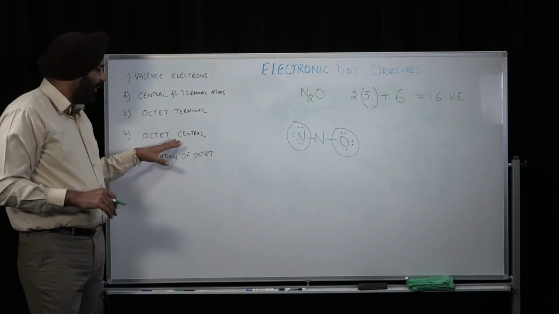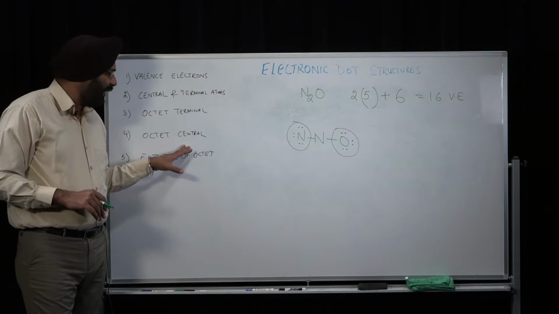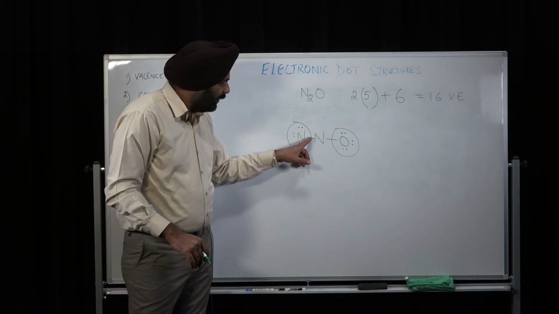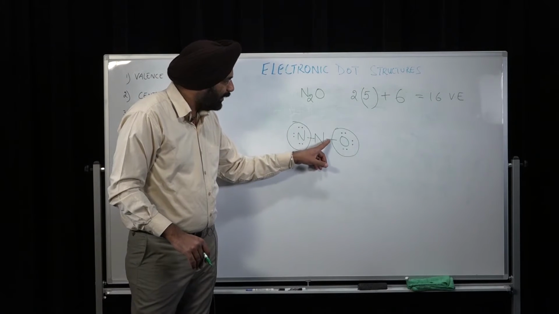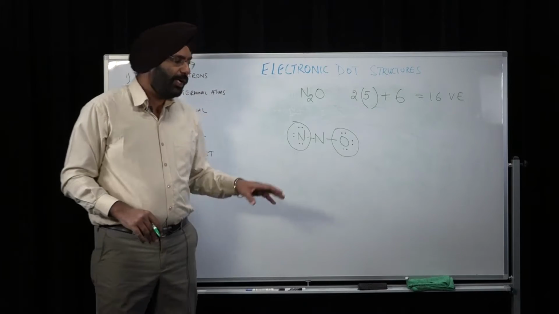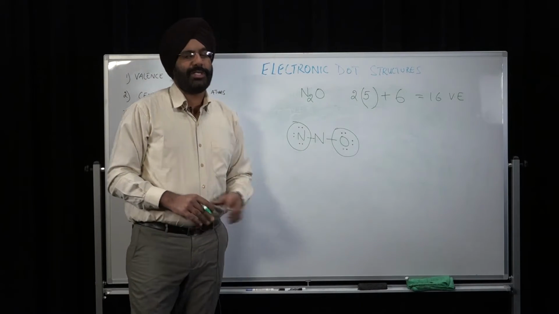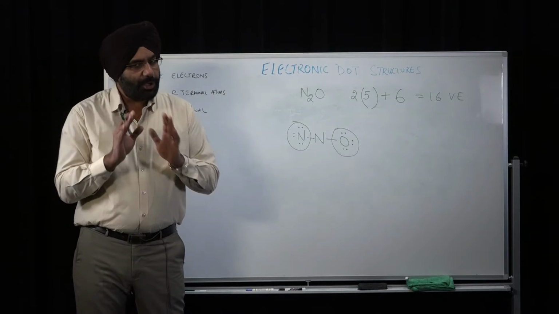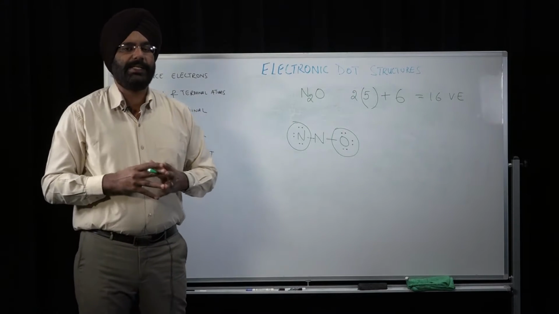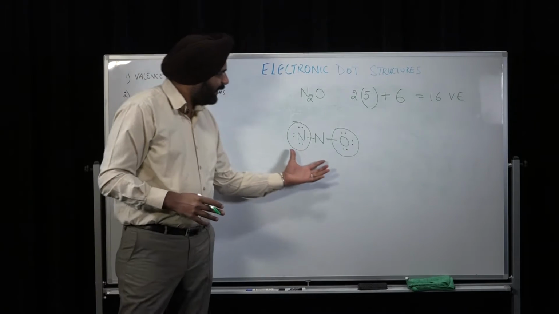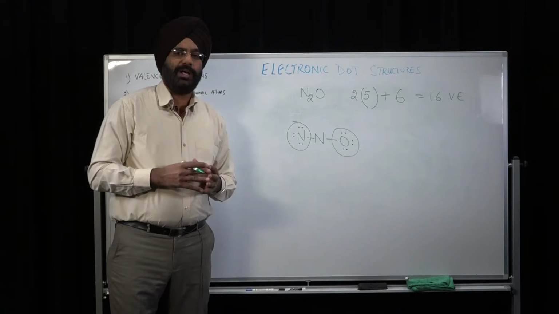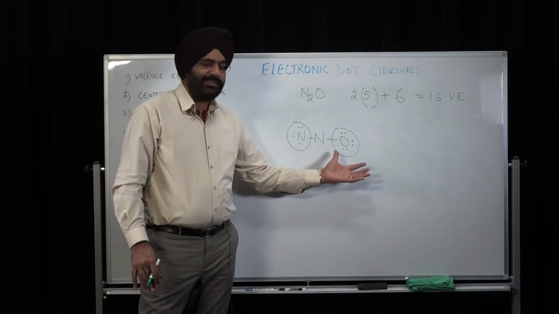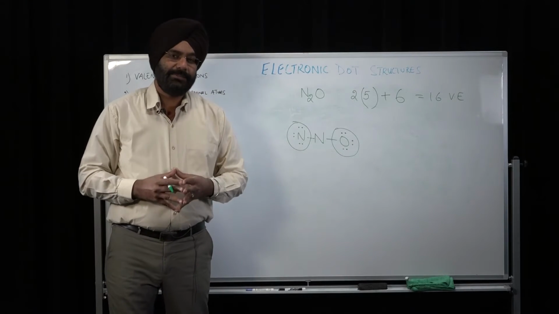So in the fourth step, I have to look for whether the central atom's octet is complete. Let's see that. There are 2 here, 1 and 2. There are 2 there, 1 and 2. So 2 plus 2 is 4. So on the central nitrogen atom, there are only 4 electrons. Its octet is incomplete. So I need to rearrange the distribution of the electrons in such a way that the octet on each of these 3 atoms is complete.